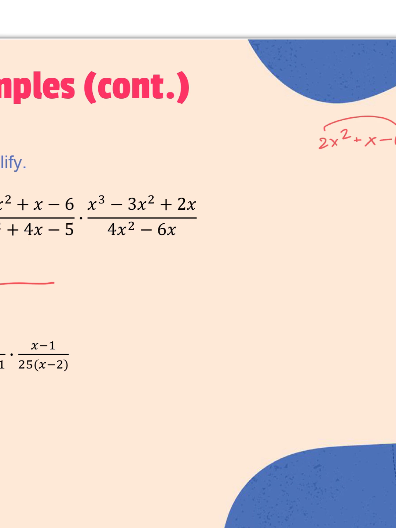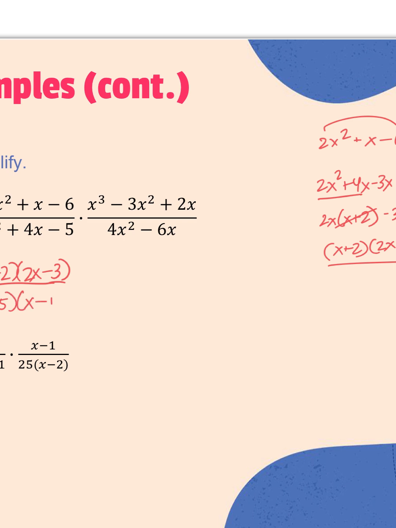So when I factor this, I do 2x squared plus 4x minus 3x minus 6. I take the GCF of the first two terms, and I get x plus 2. I take the GCF of the second, and I get x plus 2. X plus 2 is my new GCF, and 2x minus 3 is what's left over, right? So x plus 2 and 2x minus 3. Then I go to the denominator. The denominator is much easier to factor because a is equal to 1. This is just an x plus 5 and an x minus 1.